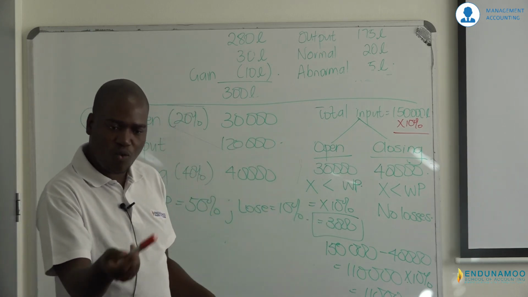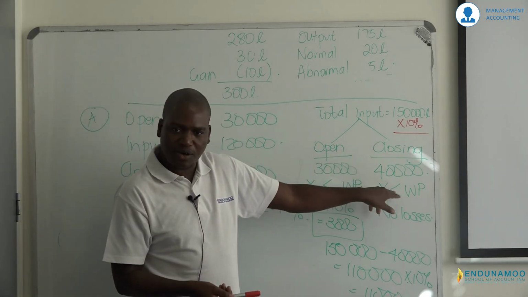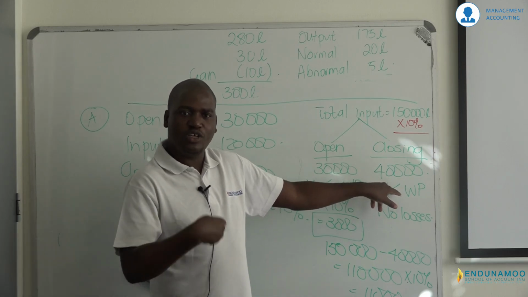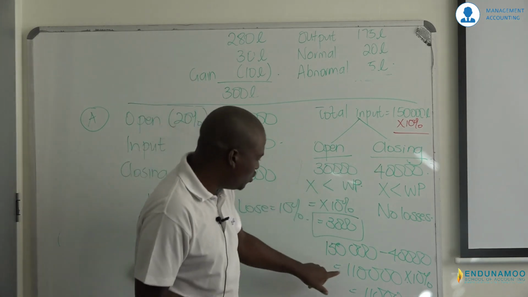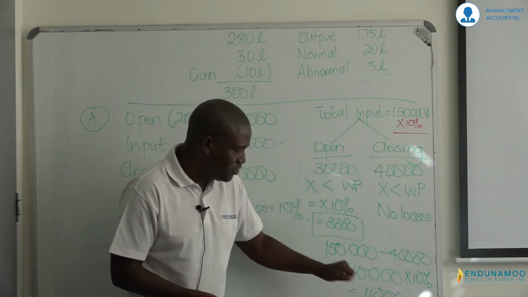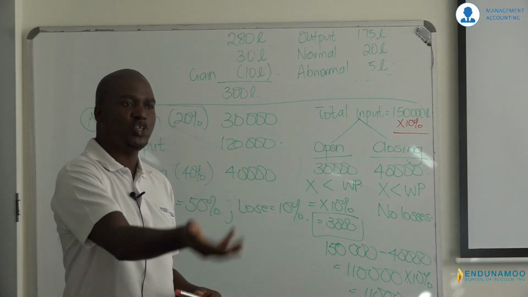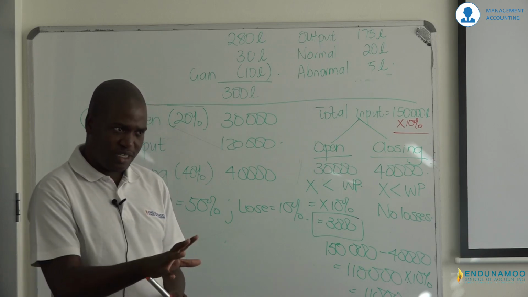They say closing work in progress. Then they say, has it passed the stage, the wastage point? They said no altogether. Then they say, what do? We deduct it. So that's what we are doing. We are saying 150 minus 40 equals to 110. We are deducting it because it has not gotten to the wastage point. Do you see what they're doing?